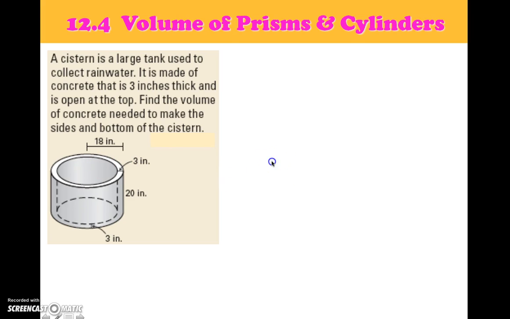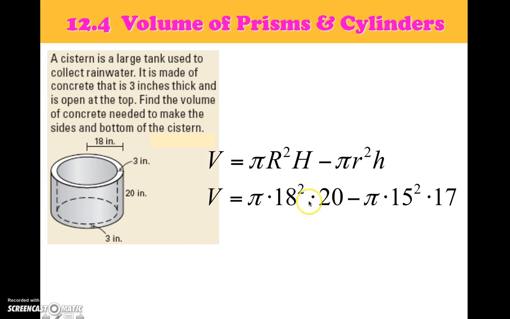All right, hopefully you got to the point where you figured out, okay, if I take the volume of the outside one and I subtract the volume of the inside, that should give me that middle volume. So big R stands for the radius of the whole thing. Little r stands for the radius of just the inside part. We can see that the big radius is 18. Since this part is 3, the inside radius is 18 minus 3, which gives us 15. We also need to take into account that the whole height is 20, but the inside height is only going to be 17 because there are also 3 inches on the bottom.